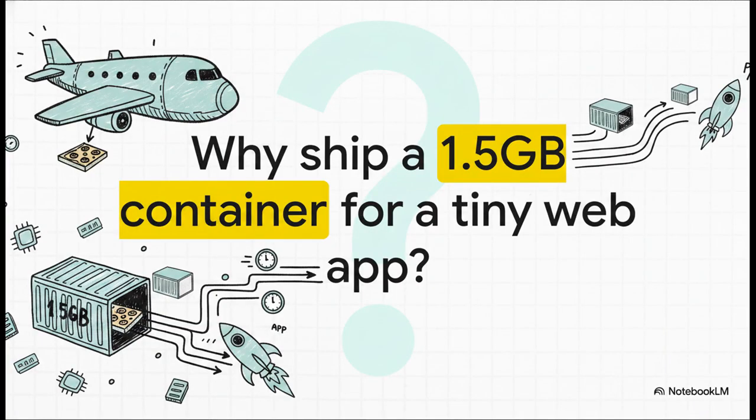Seriously, consider this for a second. Why on earth would you ship a 1.5 gigabyte container for a tiny web app that only needs a few megabytes to actually run? It's completely absurd, but honestly, it happens all the time. It's kind of like renting a massive cargo plane just to deliver a single pizza. You're dragging an incredible amount of unnecessary weight right into your production deployments. And all that extra baggage slows down absolutely everything, from your continuous integration pipelines to your cold start times. Plus, it just drains your resources.